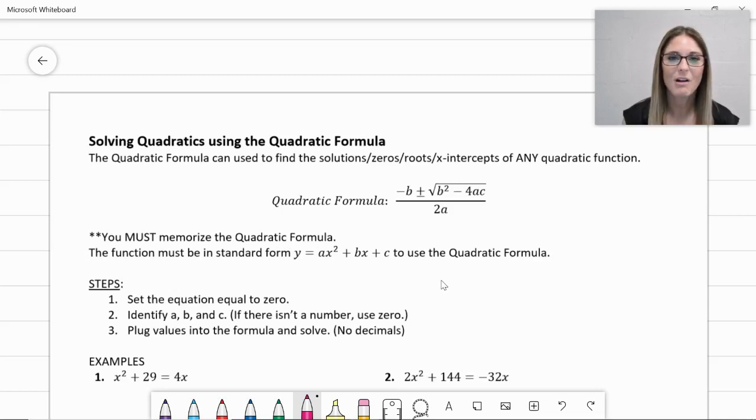Today we are going to solve quadratics using the quadratic formula. We are still working with these awesome quadratics that make beautiful parabolas. And when we solve quadratics, we are looking for those x-intercepts, those solutions, those roots, those zeros, so many names that mean the same thing.